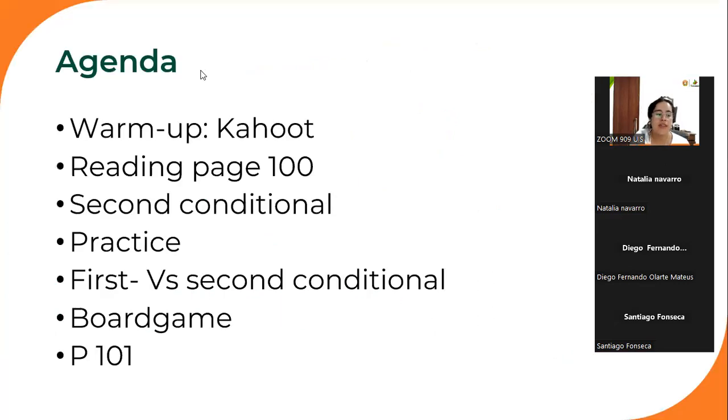Okay, guys, let's begin our session for today. Let me show you the agenda and then I will start checking the attendance. First we're going to play a small Kahoot to review the topic of the second conditional. Let's see if we remember how to use it. Then we will start on the book, page 100, some reading activity, the explanation, the grammatical part, some practice. Then we have the comparison between the first and the second conditional, and a board game at the end, okay? If we have enough time, then we will continue on page 101. Good, that is the agenda for today.